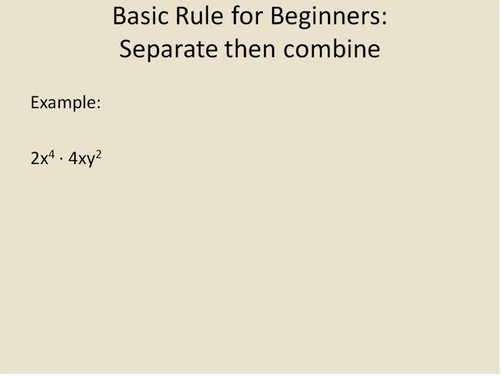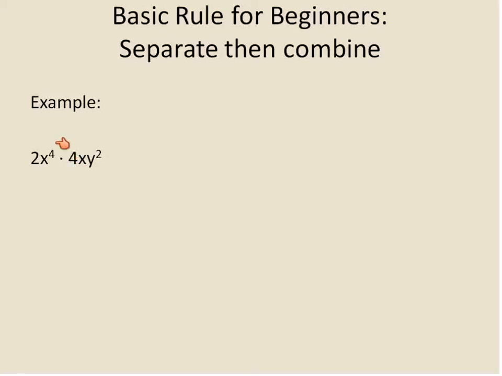Just a quick review on what a monomial is. Here are two examples of monomials. A monomial is a single term with a coefficient and variable, where, again, the exponents are all positive and there's no variable in the denominator. So it is a polynomial with one term, and that would be a monomial.